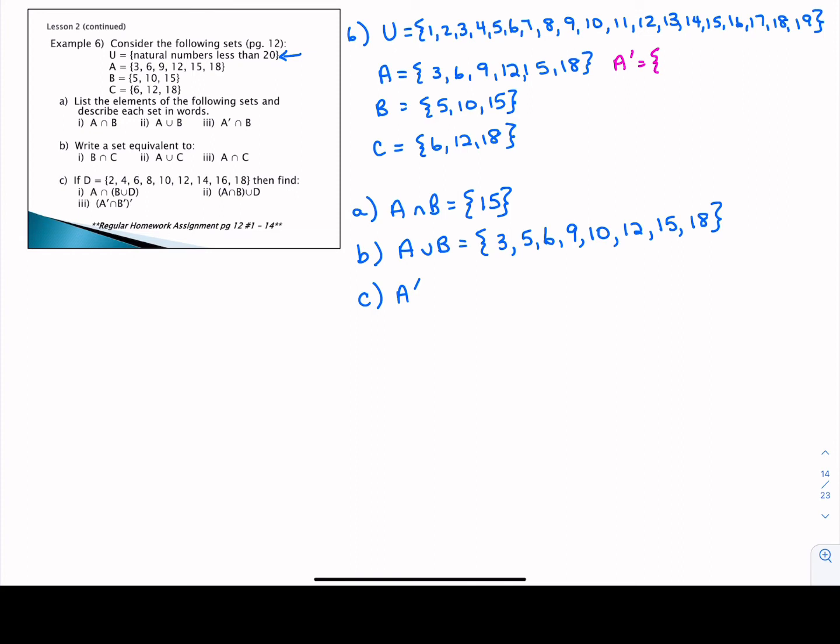So what we see in the universal set, but not in A, are the values 1 and 2. 3's in set A, so it's not part of the complement, but we have 4 and 5. 6 is in set A, so it's not part of the complement. We have 7 and 8. Essentially, it's everything but the multiples of 3. So not 9, but we have 10 and 11, not 12, but we have 13 and 14, not 15, but we have 16 and 17, not 18, but we have our last element of 19.